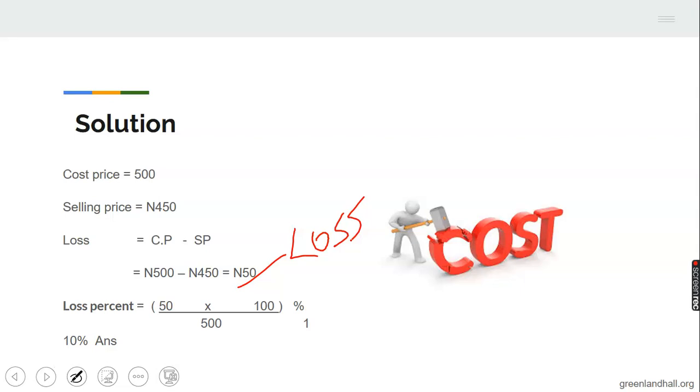So the trader has made a loss of 50 naira. He hasn't made a profit because the amount he sold it for is lesser than the amount he bought it. So he has made a loss of 50 naira.